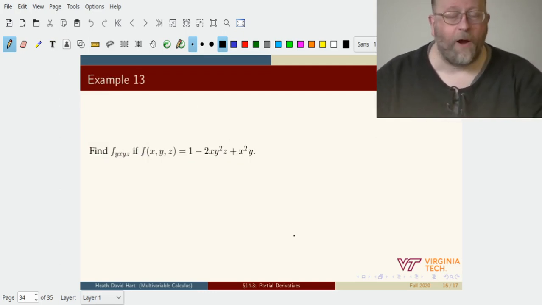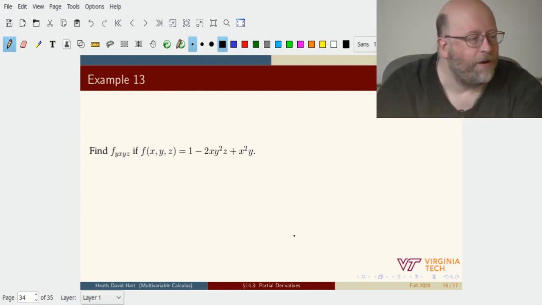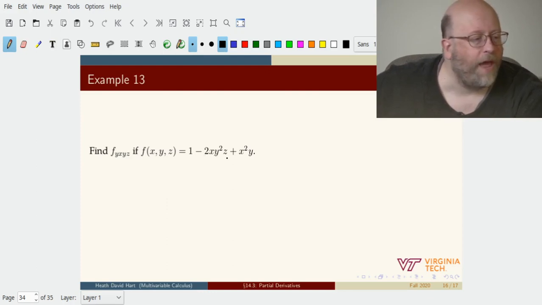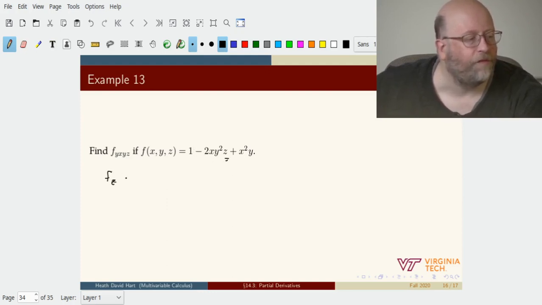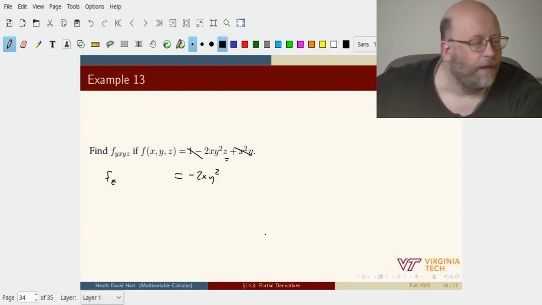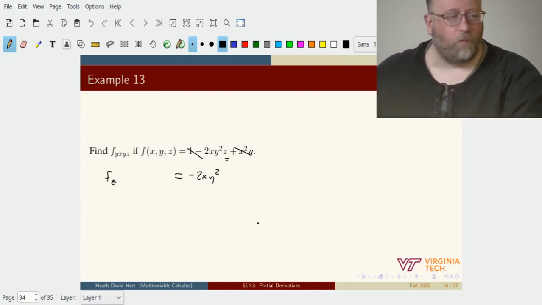We can use this theorem to our advantage, though. If I want to take a long, complicated fourth derivative here, I can do it in the order that is most pleasing to me. For example, I only have one term that has a z in it. This term doesn't have a z in it, this term doesn't have a z in it. So if I do fz first, then the 1 goes away, and this term goes away, and then this becomes negative 2xy squared times 1. And so instead of having 3 terms, now I just have 1 term.